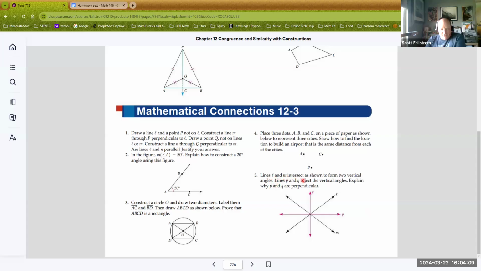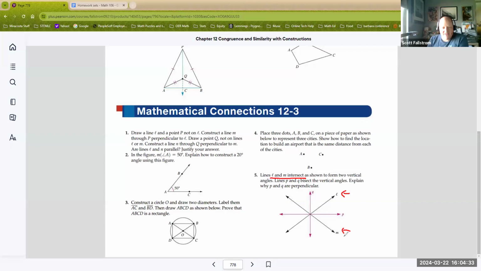Lines L and M intersect as shown to form 2 vertical angles. Lines P and Q bisect the vertical angles. Okay. Explain why P and Q are perpendicular. So this one, I think the biggest piece is trying to keep everything straight. L and M intersect. Okay, that's these two. So that's kind of the black lines. Then P and Q bisect the vertical angles.